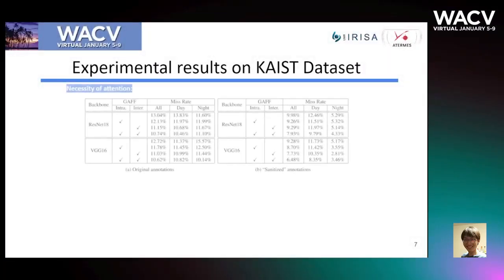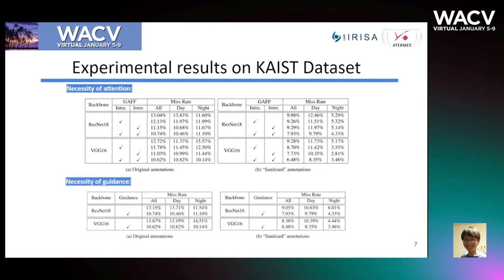Here we show some experimental results on the KAIST Multispectral Pedestrian Detection Dataset. For different backbone networks or annotation settings, both intra- and intermodality attention modules consistently improve the baseline detection accuracy, and their combination leads to the best detection under all experimental settings. We also prove the necessity of guidance by introducing a reference experiment where guidance is removed, which leads to serious degradation of performance.